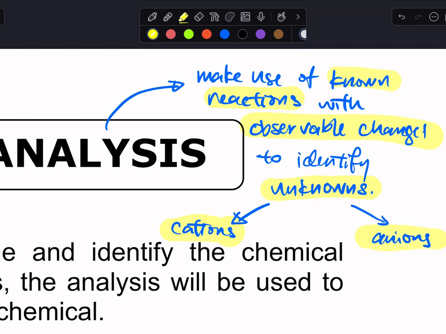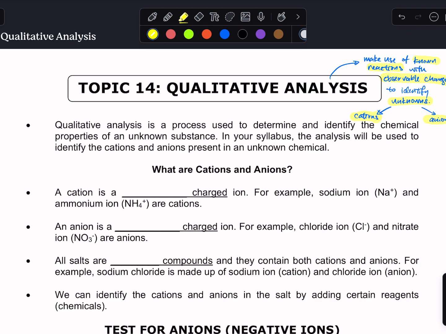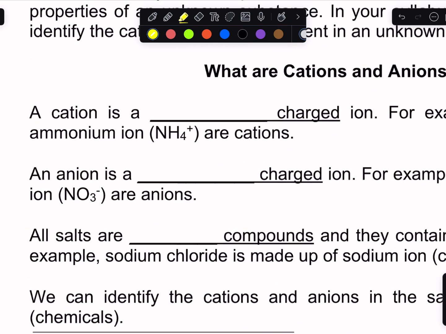But as we progress on to, say, organic chemistry or redox, you'll realize that there are other tests that we can do that identify, say, what's an oxidizing or reducing agent, as well as the different organic chemistry groups. Okay, so let's start. What's cations and anions? A cation is a positively charged ion, and an anion is a negatively charged ion.